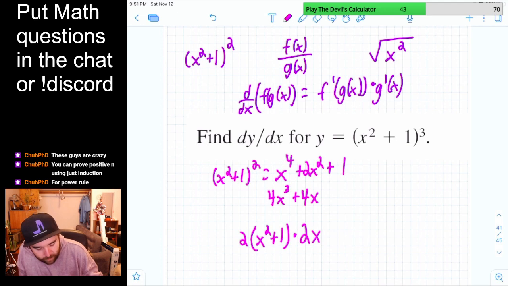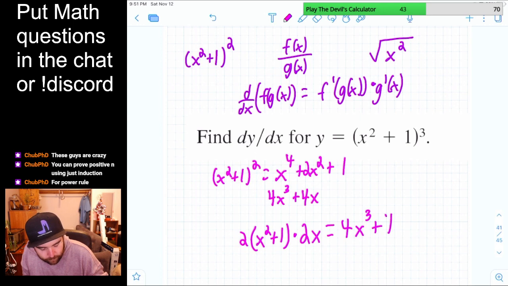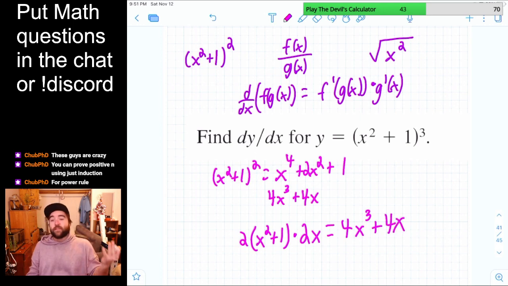And now if we multiply all that out, we distribute everything, we get 4x cubed plus 4x. And look, that's the same thing we got using the other method. So just to be clear, this does not prove the chain rule. This just is our examples of showing it working, showing that you can use the chain rule or the other methods and still get the same answer.